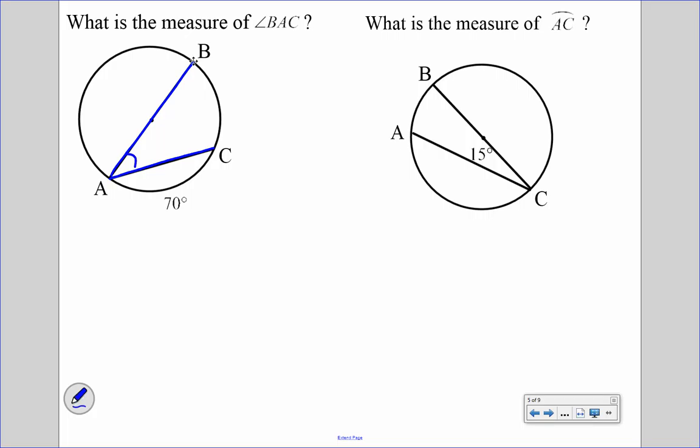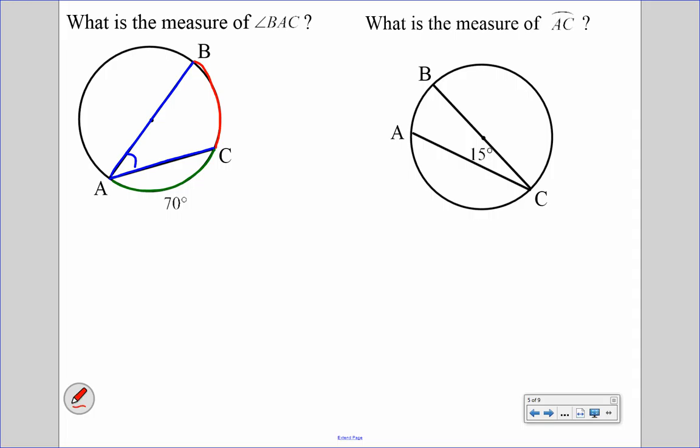We don't know what that one is, okay? So let's see what I give you. I give you this arc right here, which is 70 degrees, okay? But that doesn't really help me. I need to find this arc to be able to get that angle. So we have to figure out how to find that red arc.